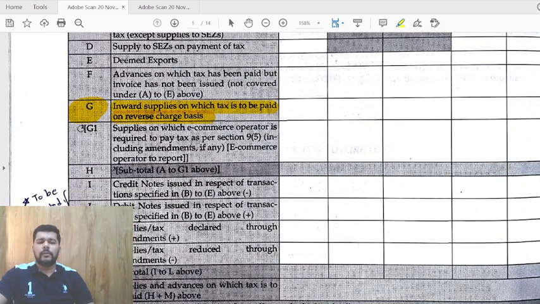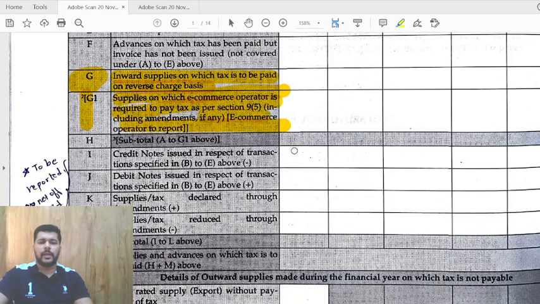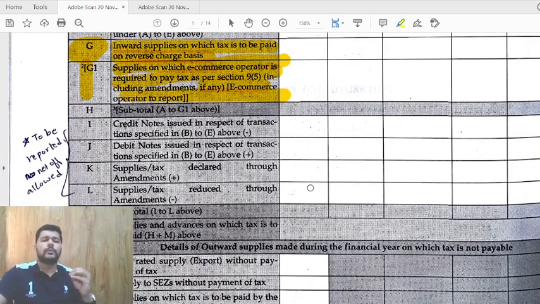Now this one addition which has happened in this financial year particularly, मतलब ये जो financial year 23-24 का annual return है, इस टेबल में ये ही एक एडिशन हुआ है जो सबसे बड़ा एडिशन है, that is, you are supposed to report the supplies on which the e-commerce operator is required to pay tax under 9 subsection 5, including amendments if any, e-commerce operator to report this.